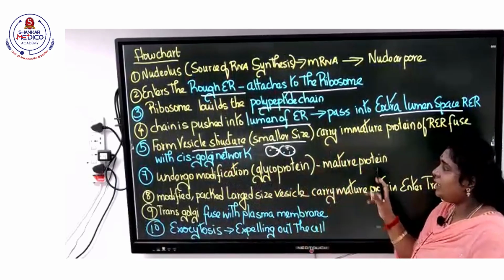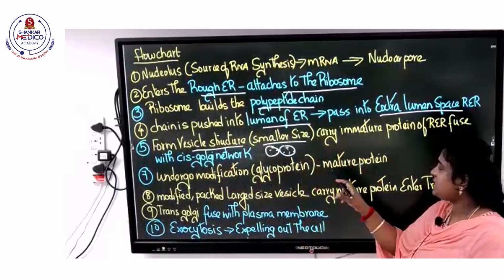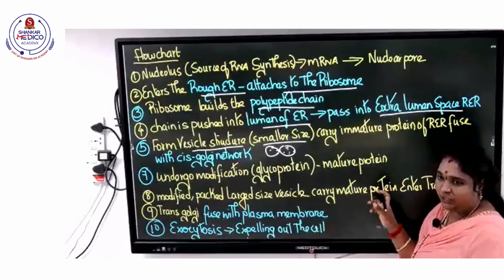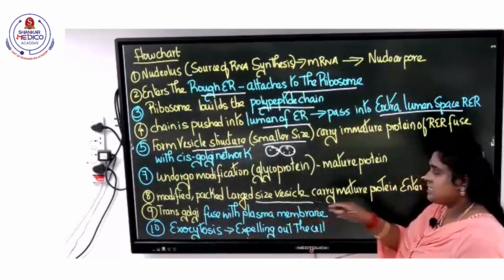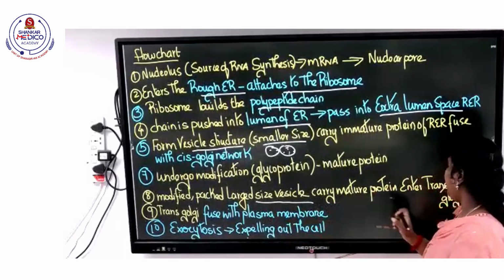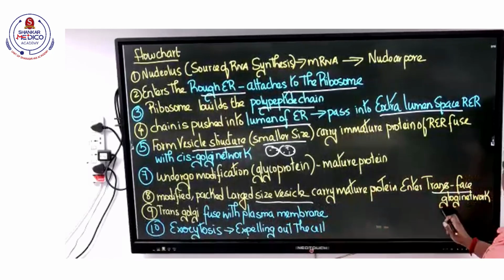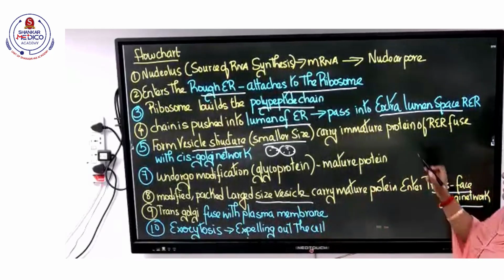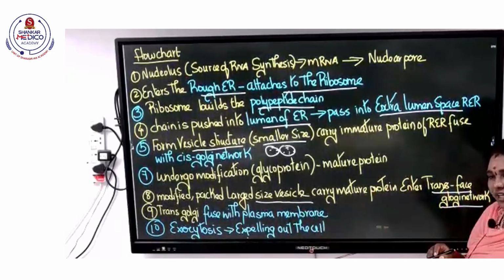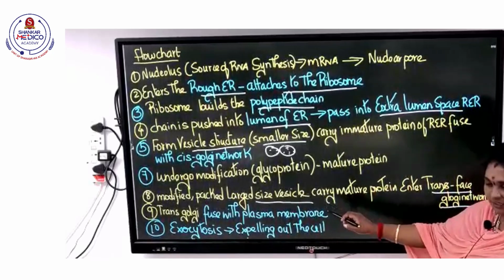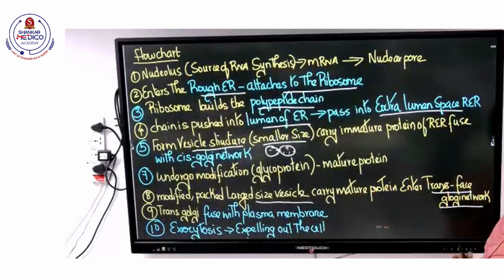So they will form what? Once it enters the Golgi apparatus, they become a matured protein. Once they become a matured protein, they become a large sized vesicle, and they will enter the trans phase of the Golgi network. In cis phase, they will have what? Small vesicle. After the modification, they become large vesicle, and they enter the trans phase.